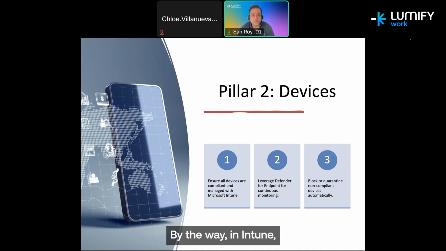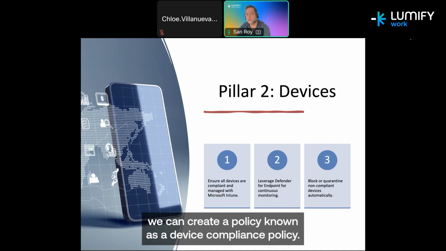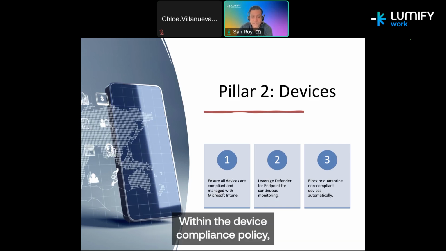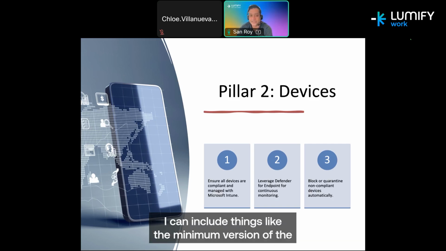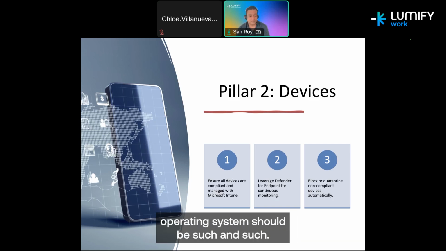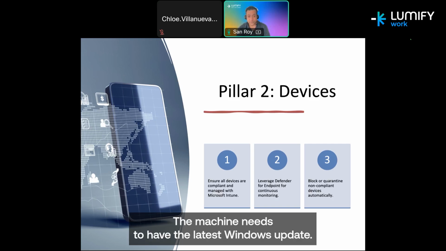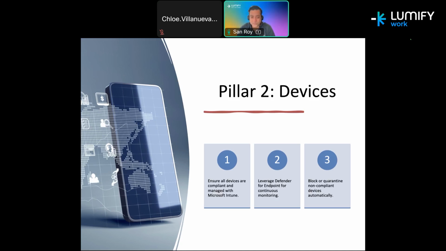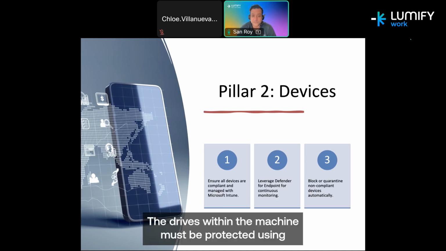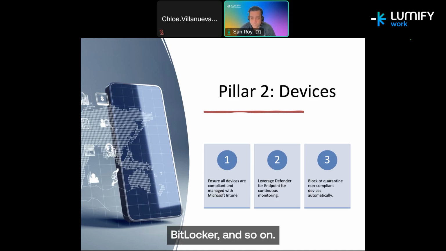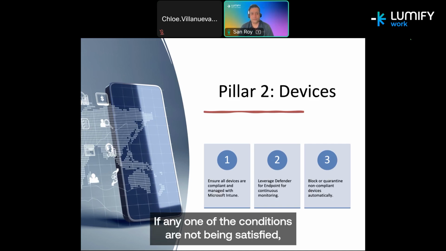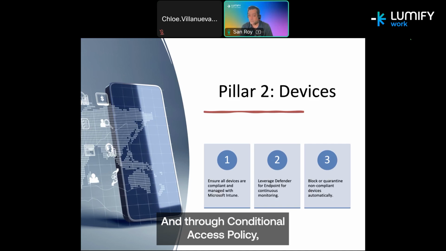By the way, in Intune, we can create a policy known as a device compliance policy. Within the device compliance policy, I can include things like the minimum version of the operating system should be such and such, the machine needs to have the latest Windows update, the drives within the machine must be protected using BitLocker, and so on. If any one of the conditions is not satisfied, the device will be treated as a non-compliant device, and through conditional access policy, we will block access from that particular device.